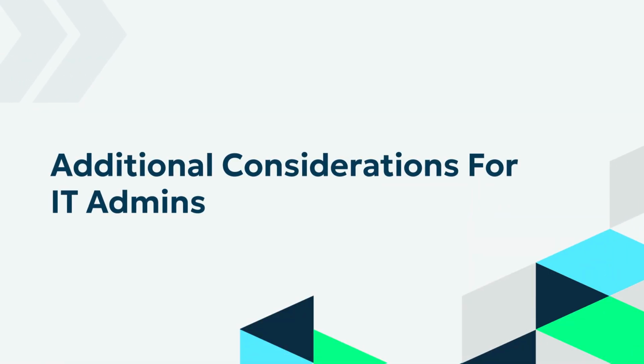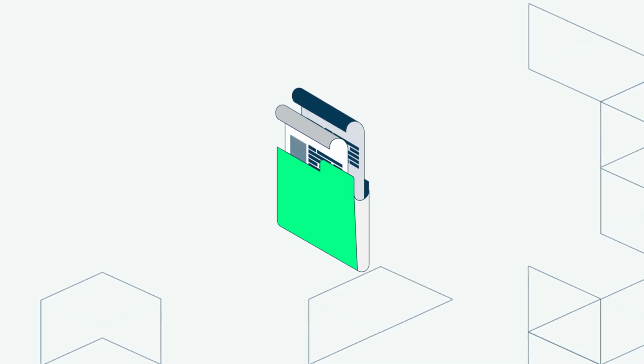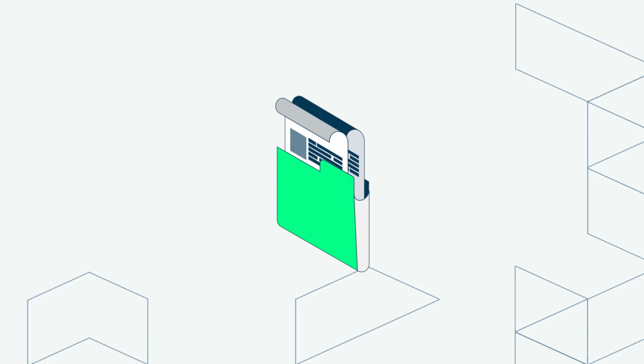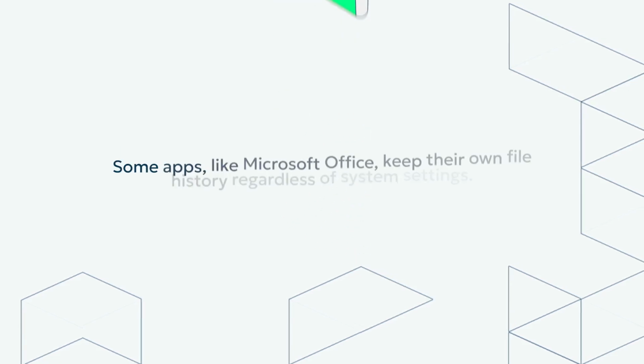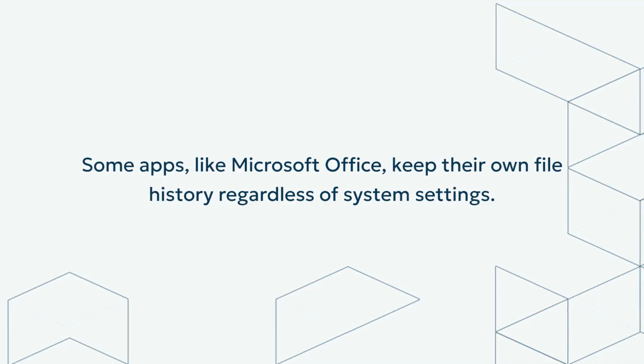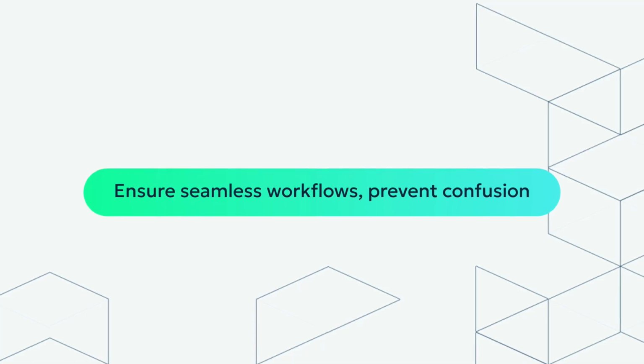Additional considerations for IT admins. Disabling recent items also affects File Explorer's Quick Access section and Taskbar Jump Lists, but pinned items remain intact. Some apps, like Microsoft Office, keep their own file history regardless of system settings. Keep these details in mind to avoid user confusion and ensure smooth workflows.